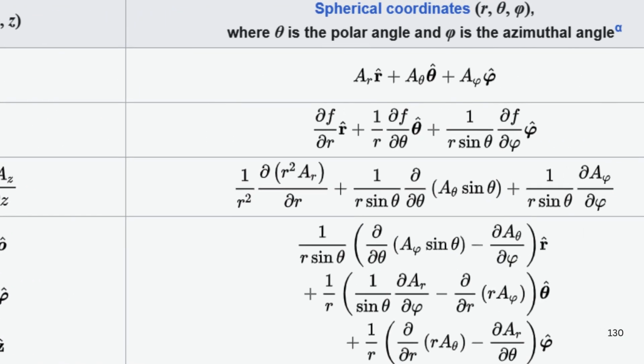For spherical, it is 1 by r sine theta (nabla_theta (a_phi sine theta) minus nabla_phi a_theta) r-hat plus 1 by r (1 by sine theta nabla_phi a_r minus nabla_r (r a_phi)) theta-hat plus 1 by r (nabla_r (r a_theta) minus nabla_theta a_r) phi-hat.